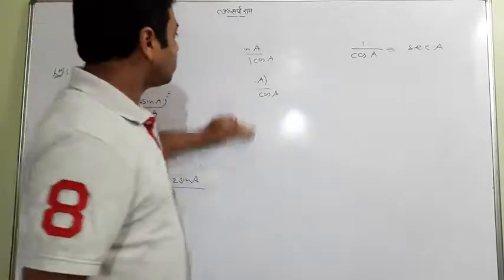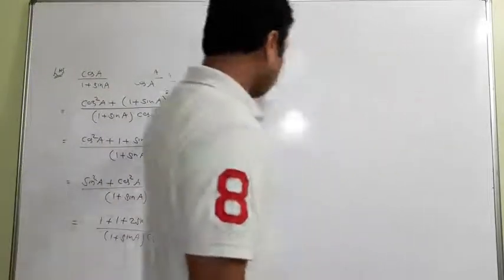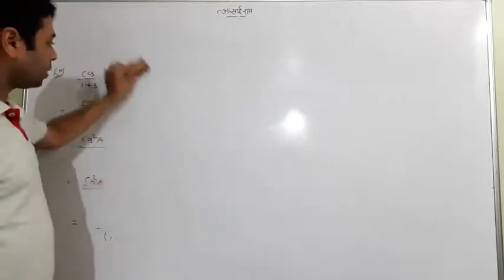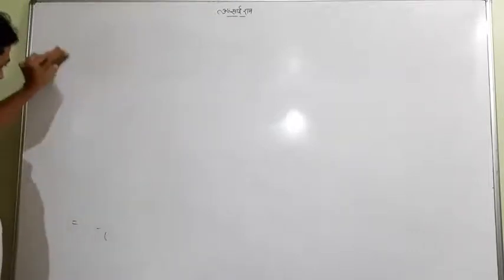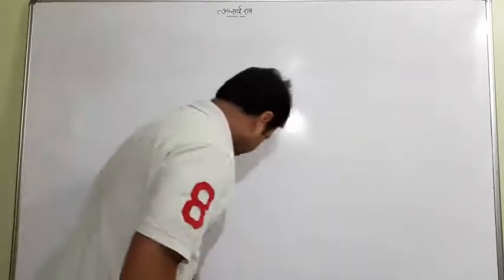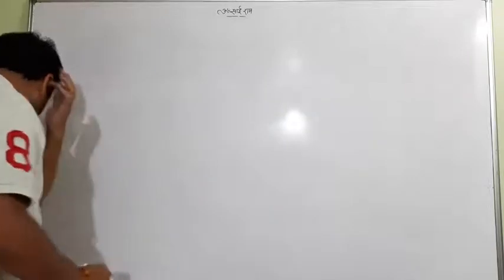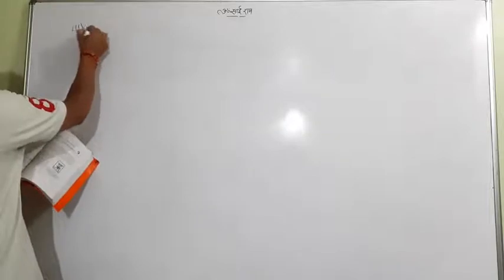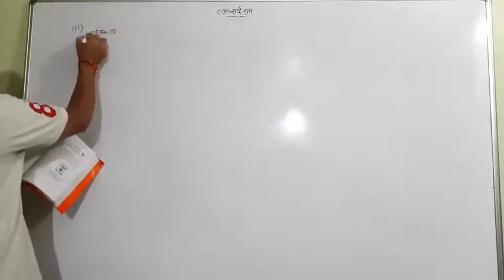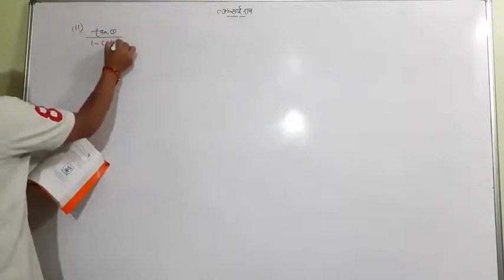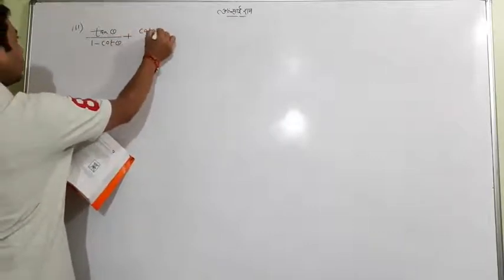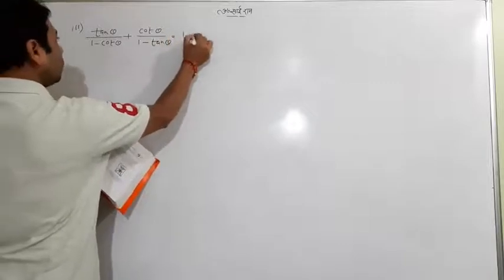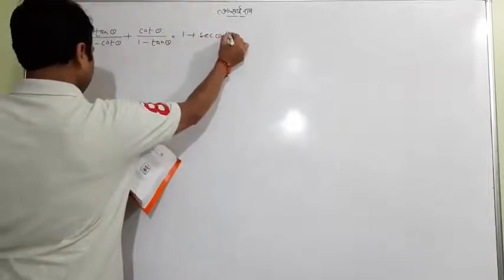Now let me rub this, because you can write all the solution by watching once or twice. Let's go on to the third one. What does the third question say? Question number three says tan theta upon 1 minus cot theta, plus cot theta upon 1 minus tan theta, is equal to 1 plus sec theta into cosec theta.